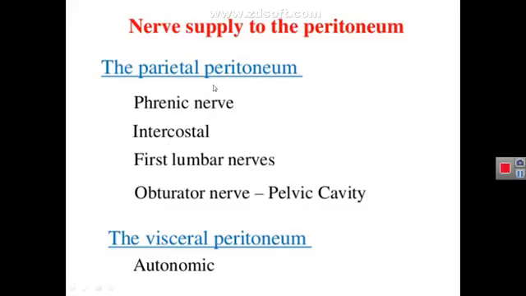Finally, you have to say that the nerve supply of the peritoneum carries the same rule as that of the pleura, in which the parietal peritoneum is supplied by spinal nerves. Therefore, the pain of the parietal peritoneum is very severe and localized, whereas the visceral peritoneum follows the nerve supply of the viscera, and it is autonomic, thus it is pain insensitive.